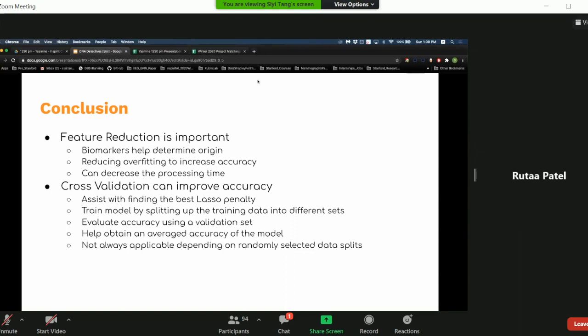And cross-validation is also important because it can, but doesn't always, improve the accuracy of the model. So what you do is you find the best lasso penalty, and then cross-validation can be implemented to train the model by splitting up the training data into a training and validation set, and the accuracy of the training sets is then evaluated using the validation set. This can help us because we can use it to find the best average accuracy of the training data, but depending on the random nature of the data, it may not always be beneficial to the model.